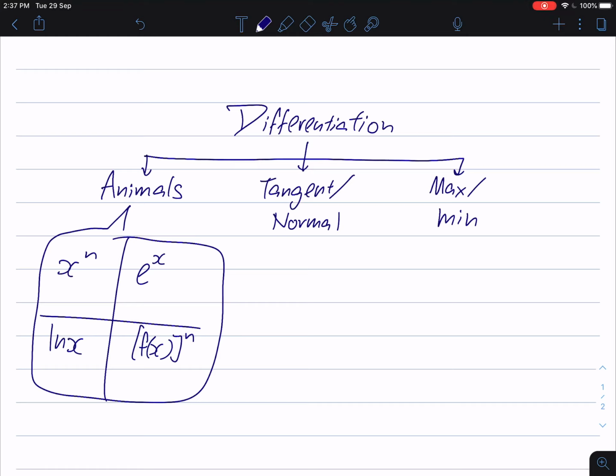Moving on, the question type, tangent or normal. How do you know you're doing a tangent normal question? They literally tell you to find the equation of tangent or normal. Ta-da, you're doing a tangent or normal question. So here are the steps.